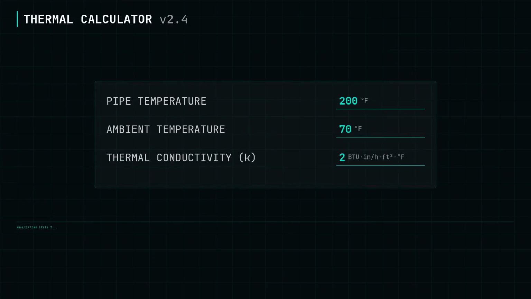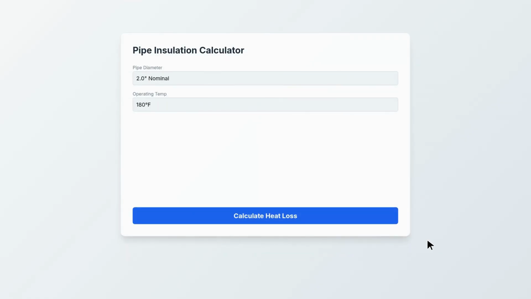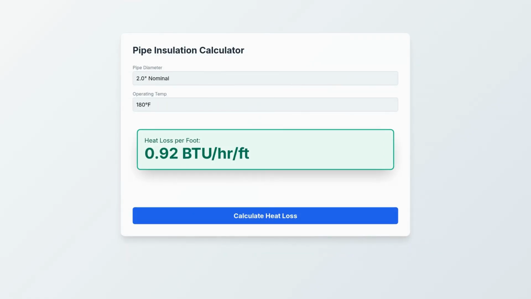Finally, input the insulation thermal conductivity K value. We'll use 0.025. Click Calculate Heat Loss. The results show heat loss per foot is 2.68 BTU per hour per foot. This tells you how much energy you're losing through each linear foot of pipe.